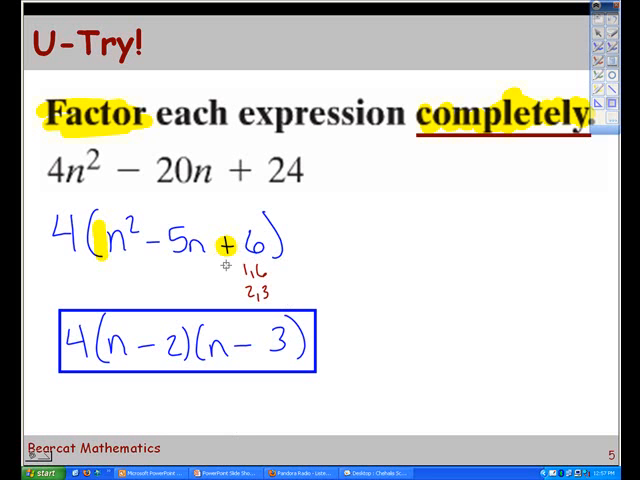In this case, we add because it says plus. If this said minus, I'd be looking for a difference of 5. So I'd use the 6 and 1 would give me a difference of 5. And then I'd figure out the signs from there.